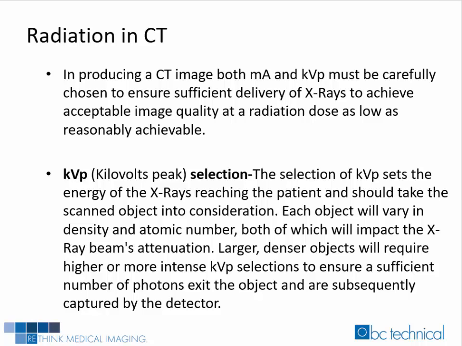Kilovolts peak selection. The selection of kVp sets the energy of the X-rays reaching the patient and should take the scanned object into consideration. Each object will vary in density and in atomic number, both of which will impact the X-ray beam's attenuation. Larger, denser objects will require higher or more intense kVp selections to ensure a sufficient number of photons exit the object and are subsequently captured by the detector.